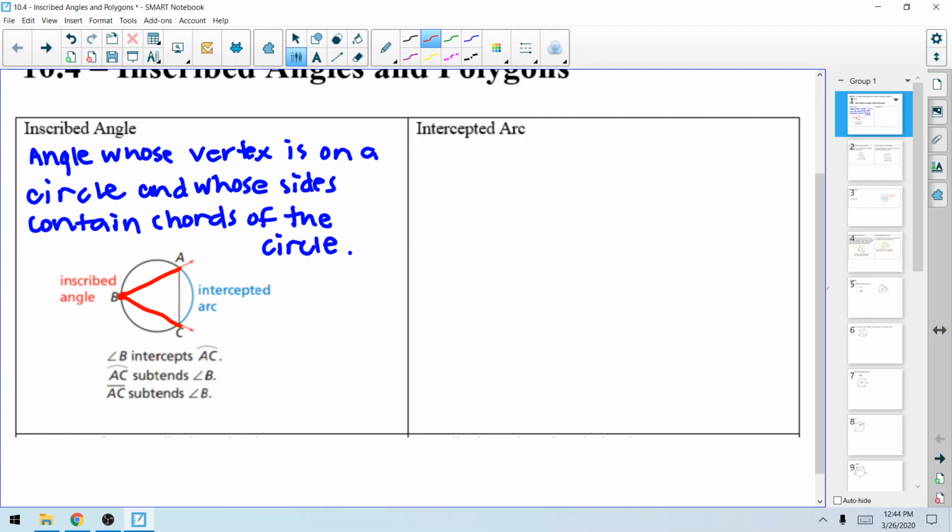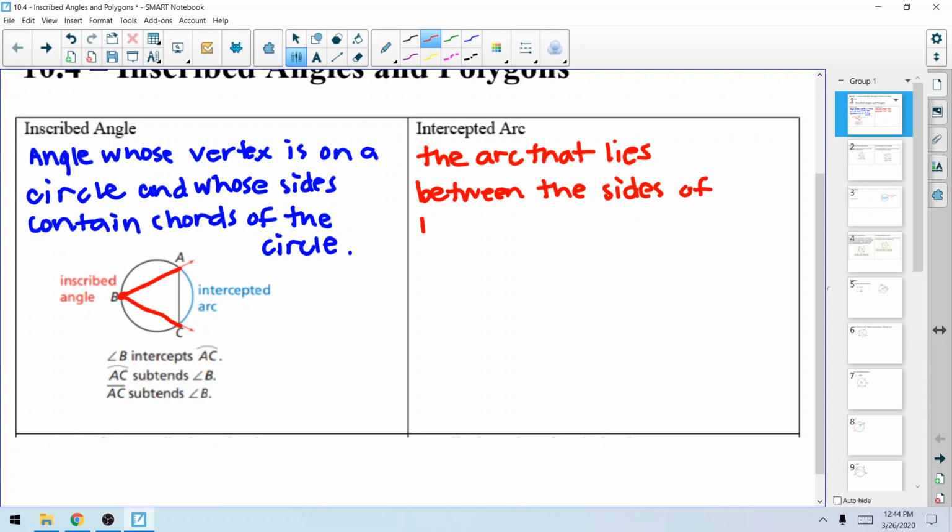Okay, moving on. Intercepted arc is the arc that lies between the sides of the inscribed angle. So if we take a look at our intercepted arc over here, that's drawn in blue. So that would be our intercepted arc.